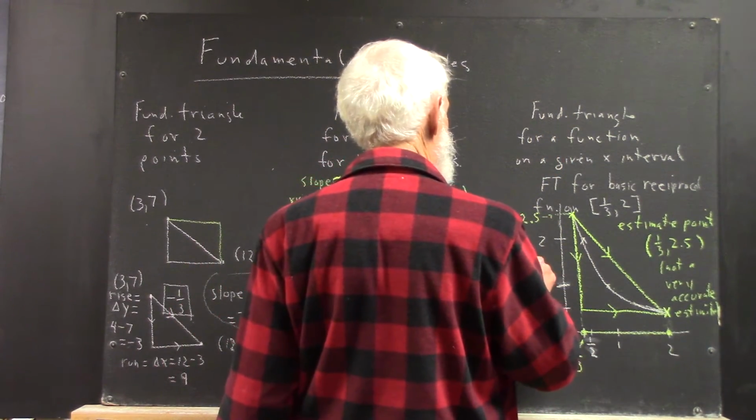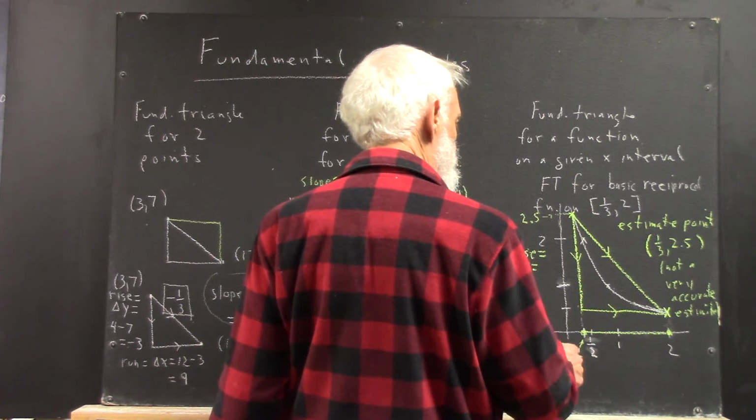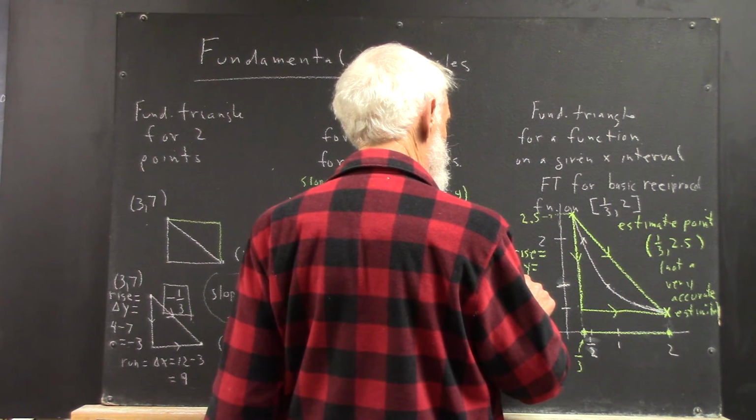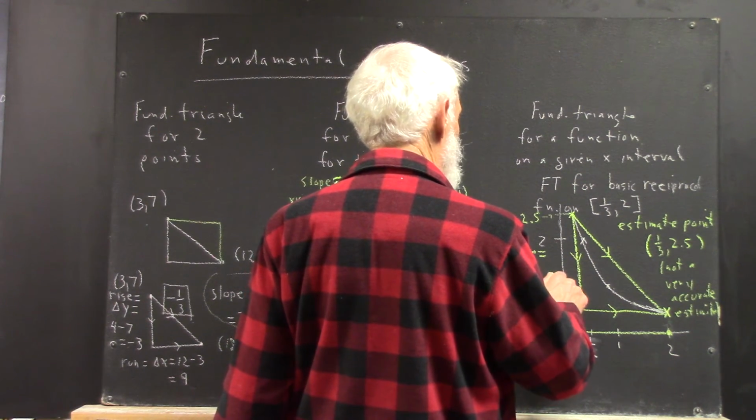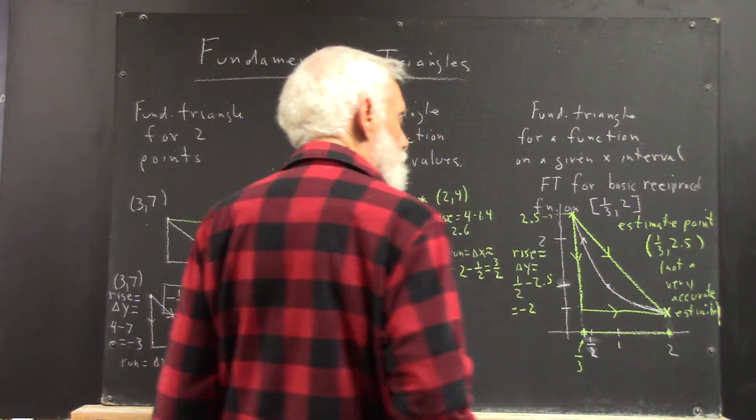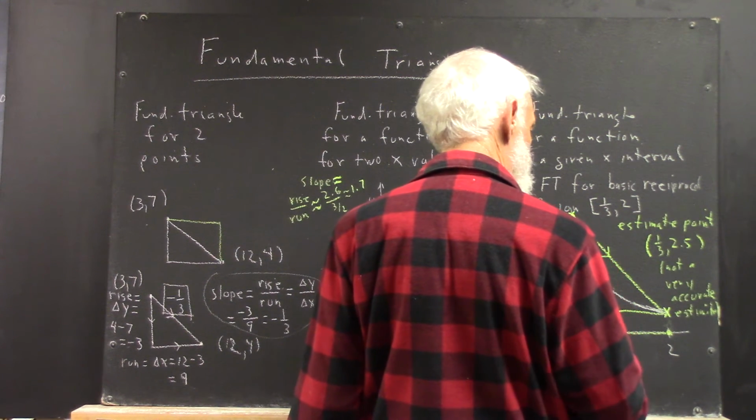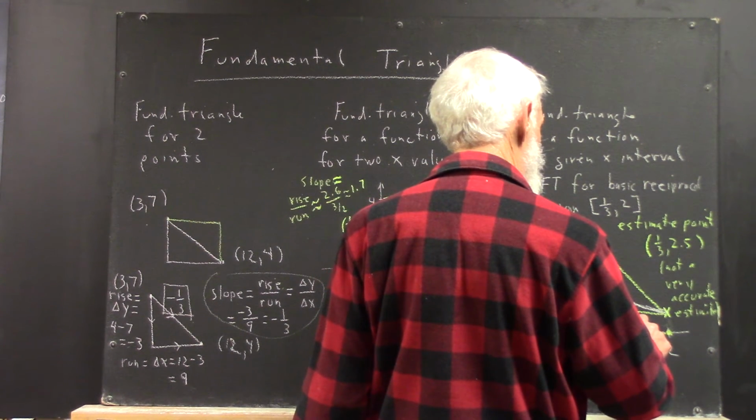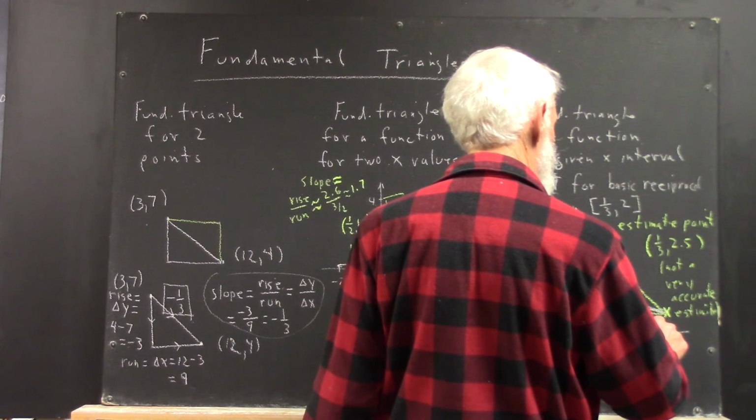Okay, so I get my rise, I get my run. So my rise equals delta y, from here to here. So I subtract where I start from where I end, and I get one half minus 2.5. Well, one half is 0.5, and 2.5 is 2.5. That's minus 2. My rise is negative 2. My run is where I end minus where I start. 2 minus 1/3, which is 1 2/3. I'll write that as 5/3.